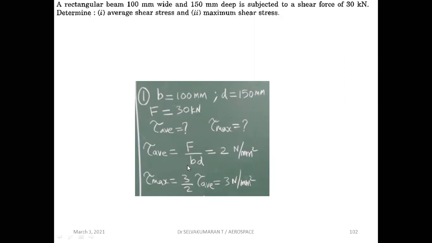Tau average is F by BD. If you substitute the values, with 30 kilonewton in Newton, you get tau average to be 2 Newton per mm square, and tau max is 3 by 2 or 1.5 times tau average, which comes out to be 3 Newton per mm square.